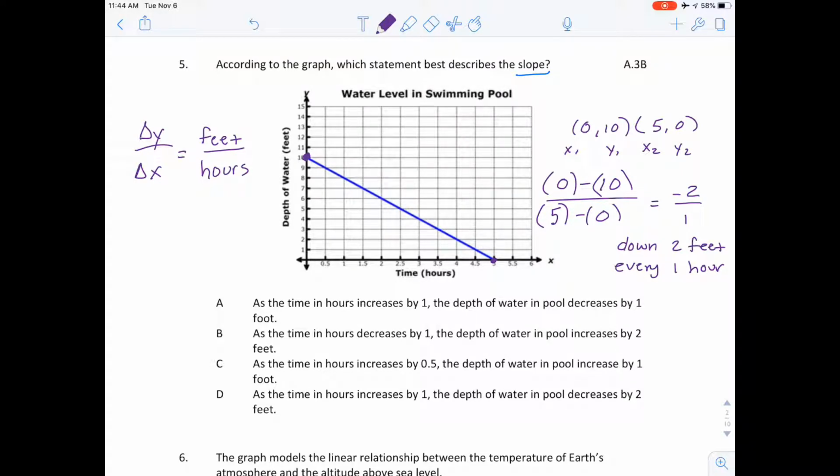All right, so look at our answer choices. A says as the time increases by 1, the depth decreases by 1 foot. No, it goes down by 2 feet, so it's not A. B says as the time in hours decreases. Think about that for a second. Can your hours decrease? No, time only goes forward, so it's not B. C says as the time in hours increases by 0.5, the depth of the water increases by 1. Is the water going up? No, the water level is going down, so it is not C. D says as the time increases by 1, so every hour, the depth of the water is decreasing by 2. Yes, that makes sense because it is going down by 2 every hour.